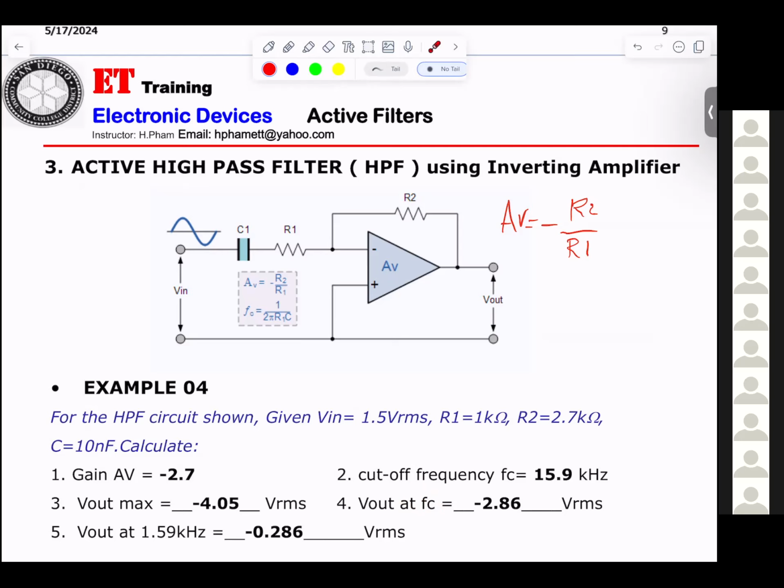And then they can ask you, okay, at the cutoff 1.59 kilohertz. That means 10 times of FC. You know 10 times FC will be 0.1.